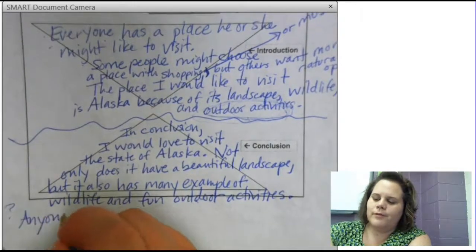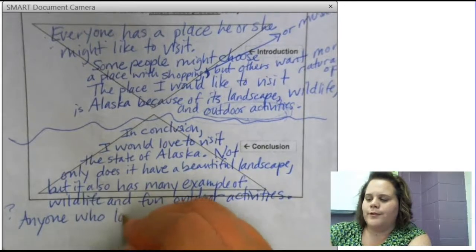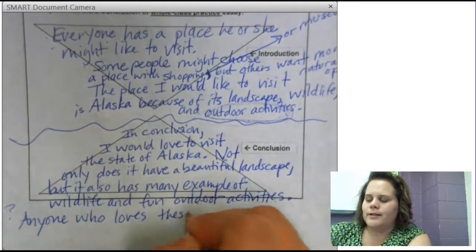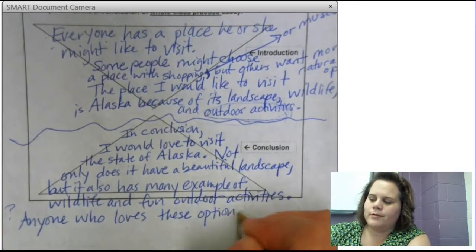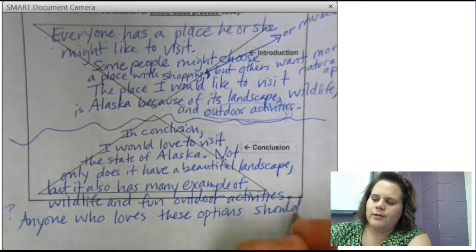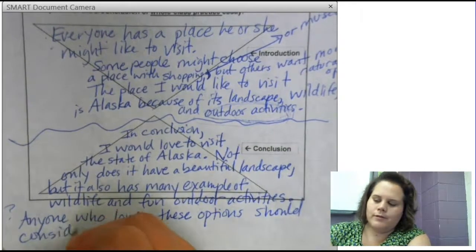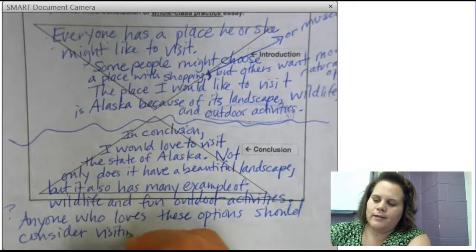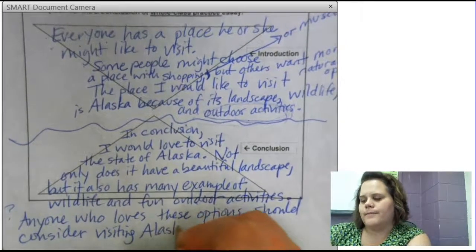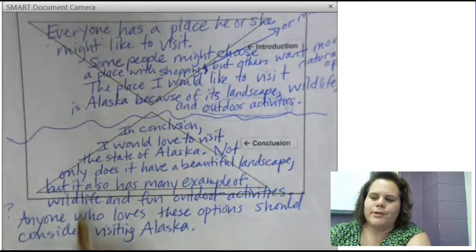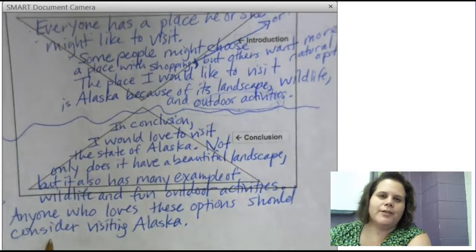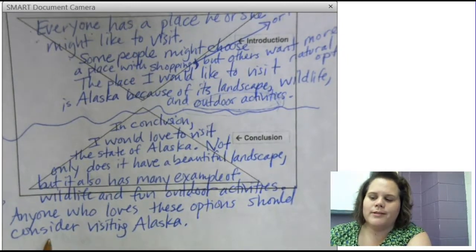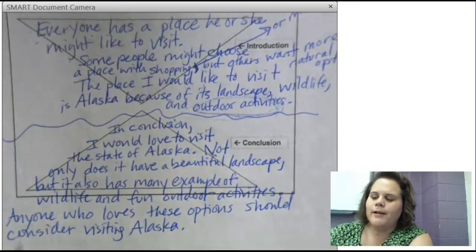Anyone who loves these options should consider visiting Alaska. So we started with "everyone has a place." Maybe "anyone who wants this," "anyone who's interested," not "you should go," because you're not saying "you" to your reader, that's weird. But anyone who loves these options should consider visiting Alaska.